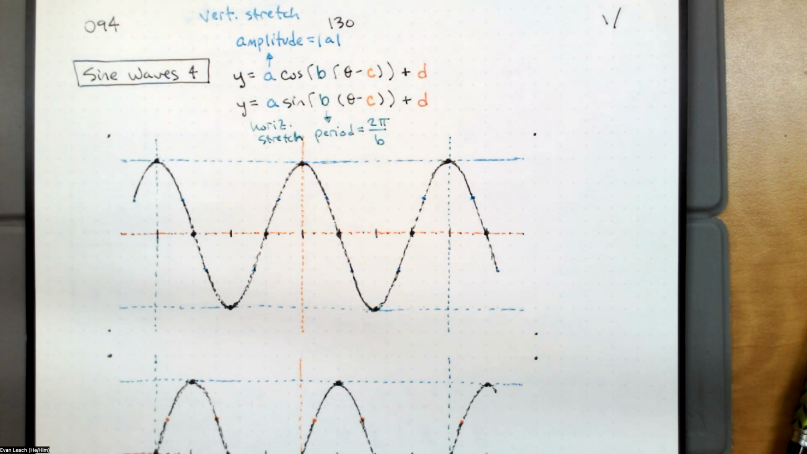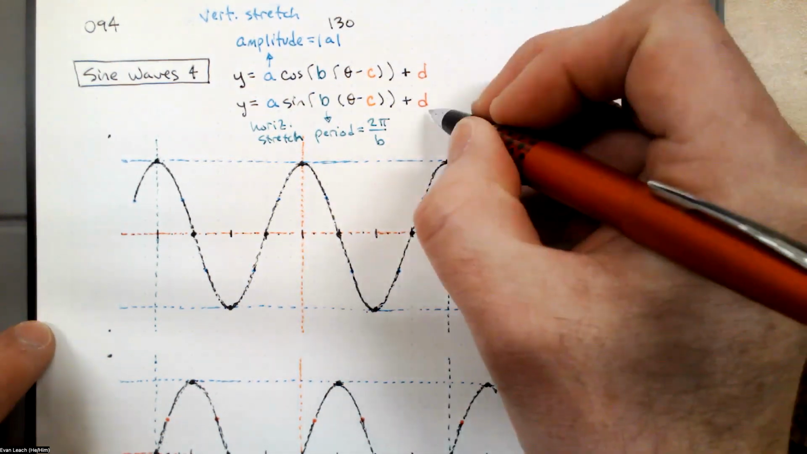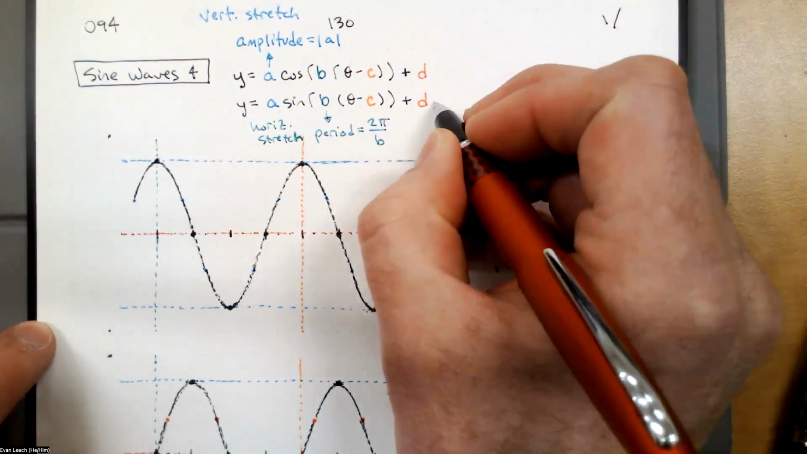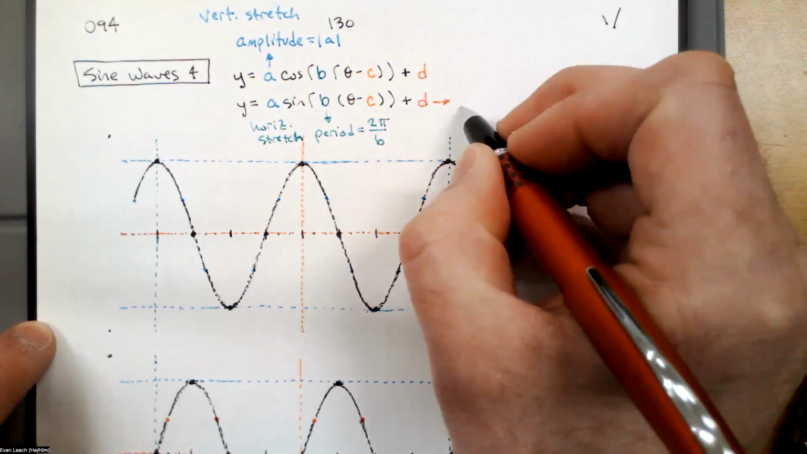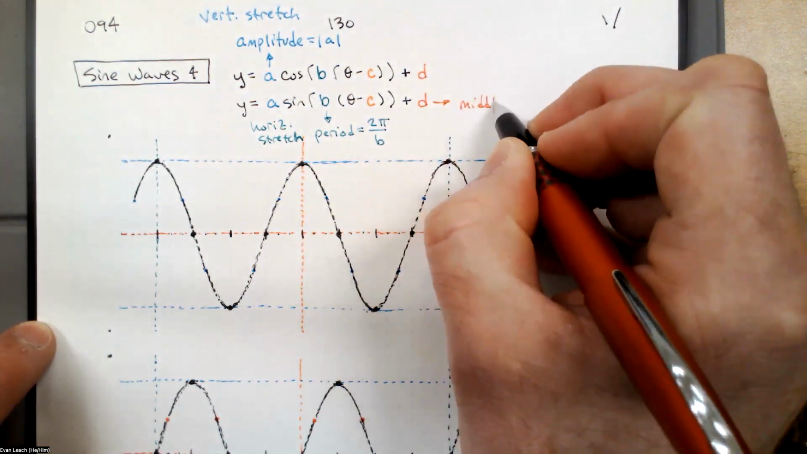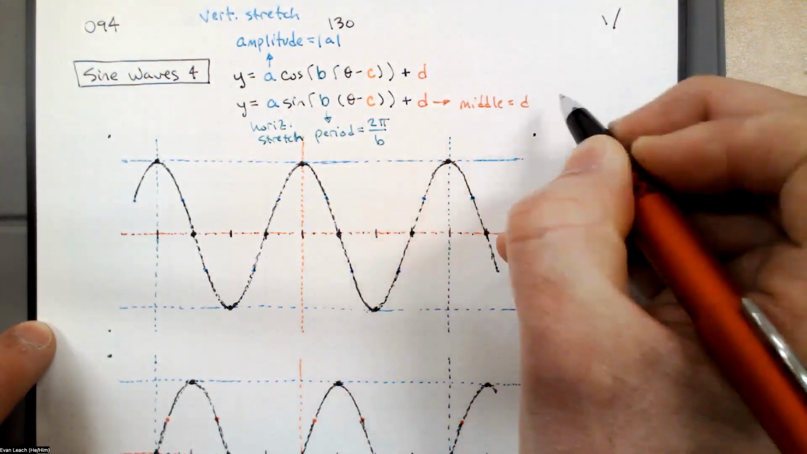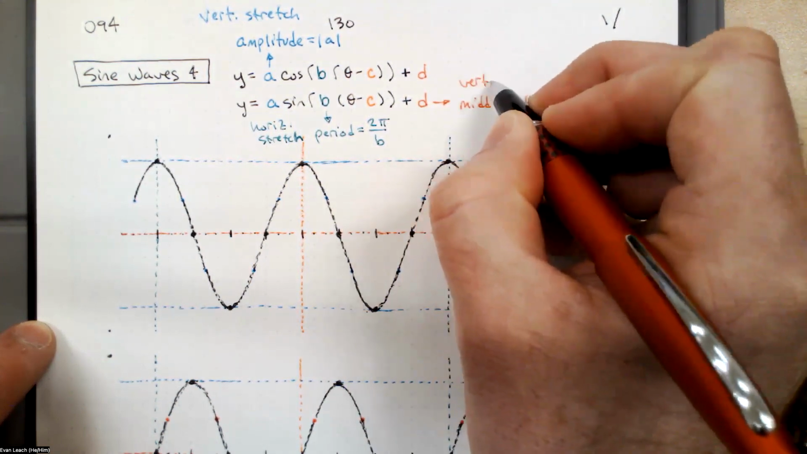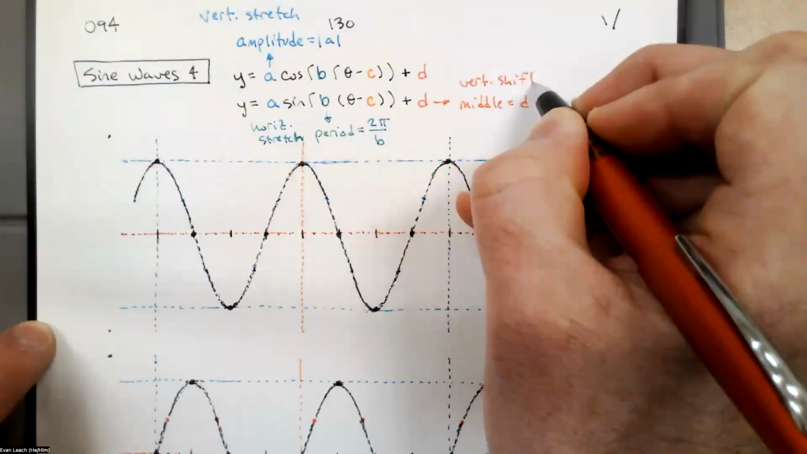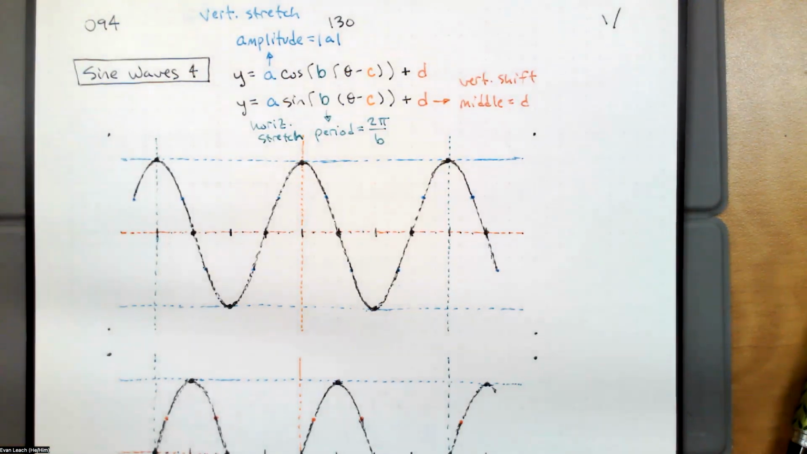The other one that we clearly identified was D. D is just where the middle is. That's our vertical shift. That's the middle. Number D is the vertical shift. That's the middle.